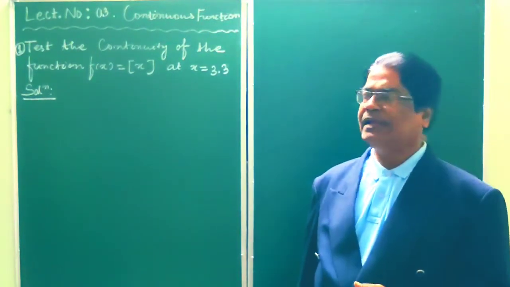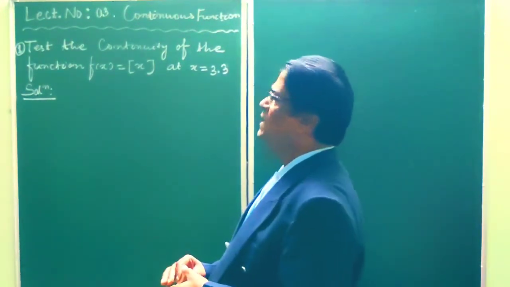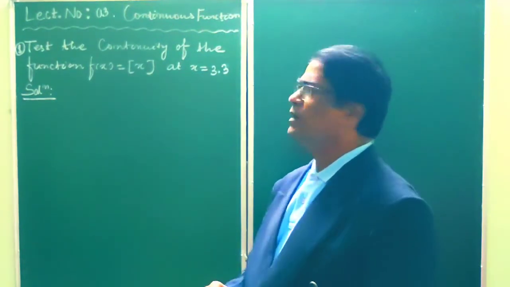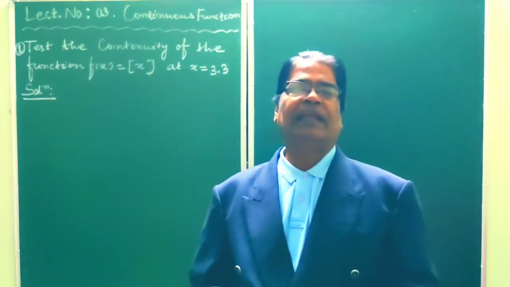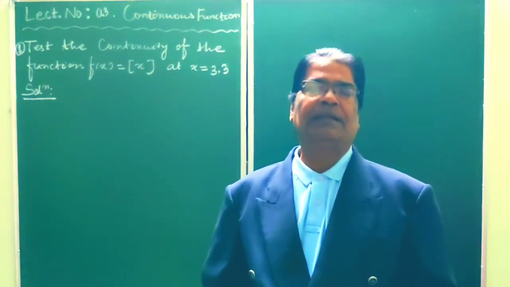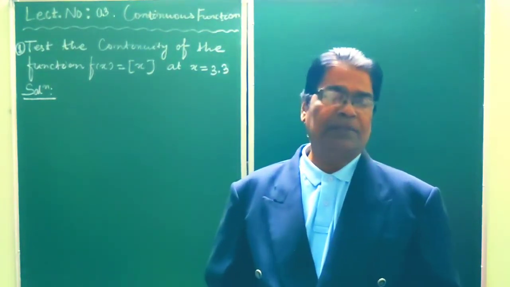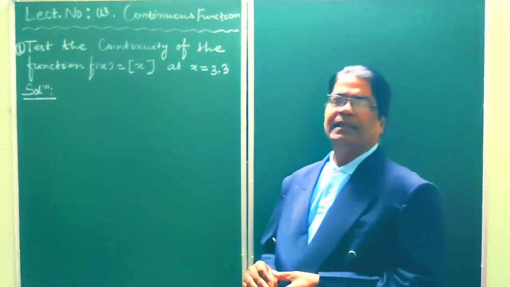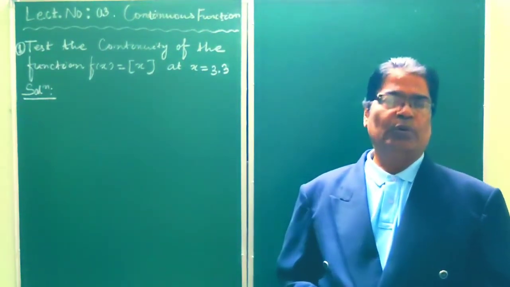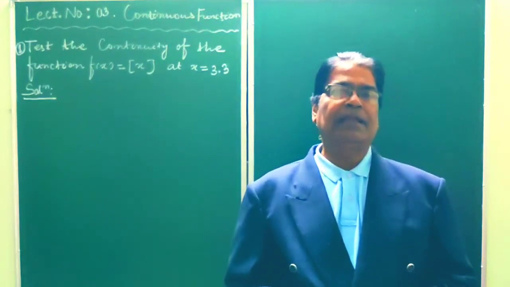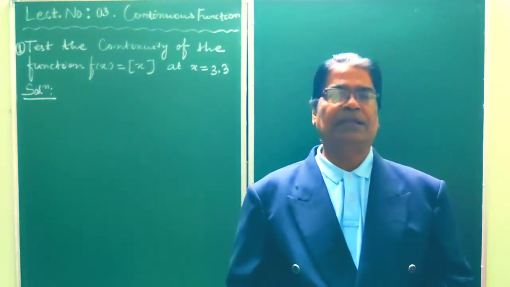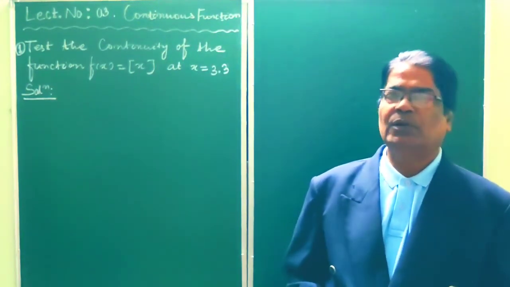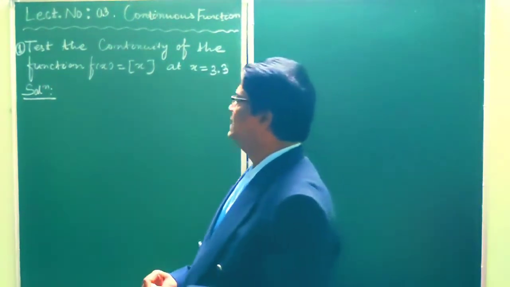The first one is we have to test the function must be defined at x = 3.3. Second condition, the left limit and the right limit of the function should be same. And in the third, we have to show the limiting value of the function equals the functional value of the function. So let us start the solution.